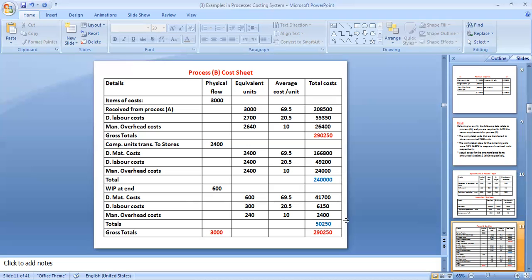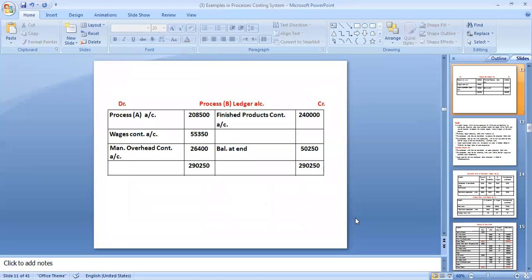240 and 50,250 will be on the credit side of the account. This is the balance at end, and this is to the finished product control account, that is, to the stores. And the items of cost here from process A, the cost that we considered material, and the wages and manufacturing overhead, he gave me as data in the example.